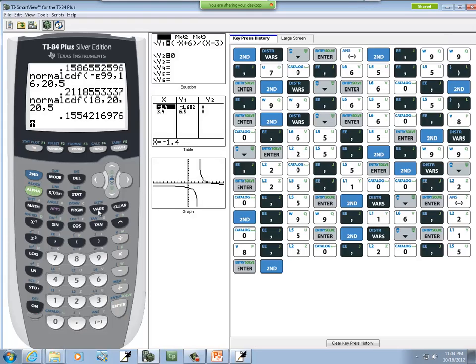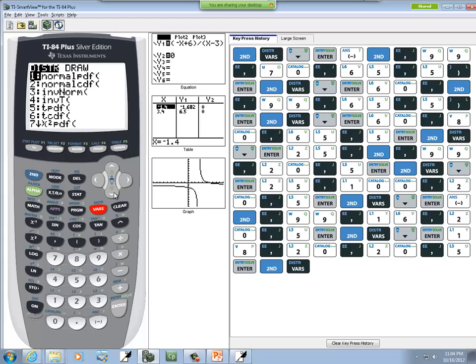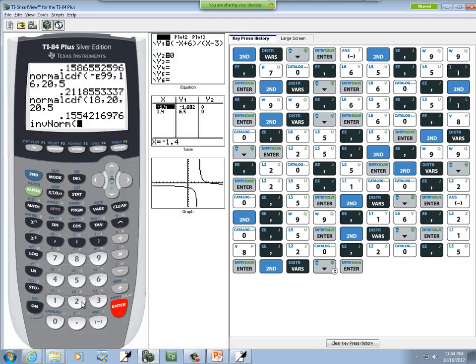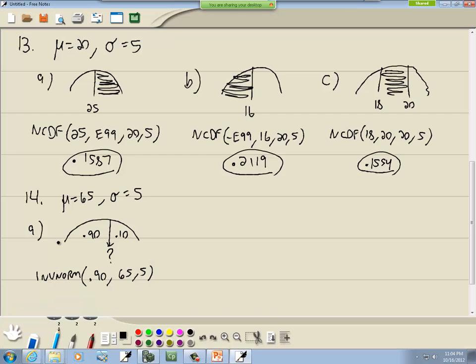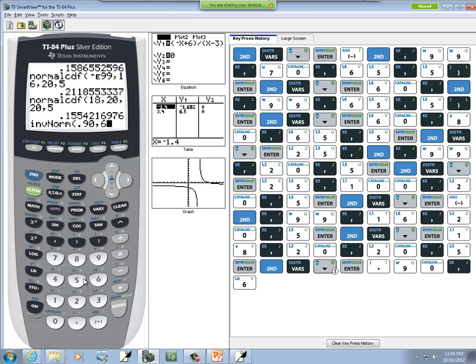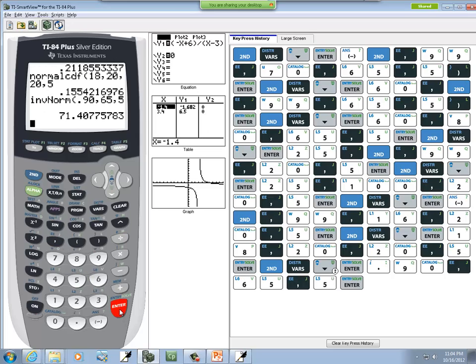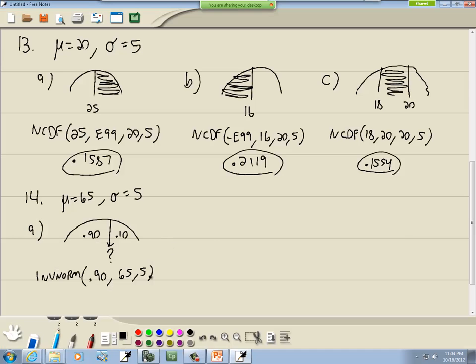Inv Norm is under second vars. It's the third one. And we'll put in 0.90, comma, 65, comma 5, and enter. Now I'll take it to 2 decimal places. We get 71.41. That's the value that separates the top 10% of the class from the rest.